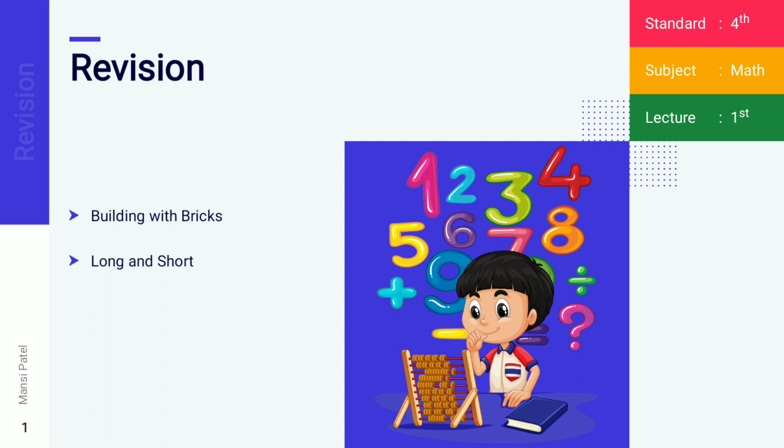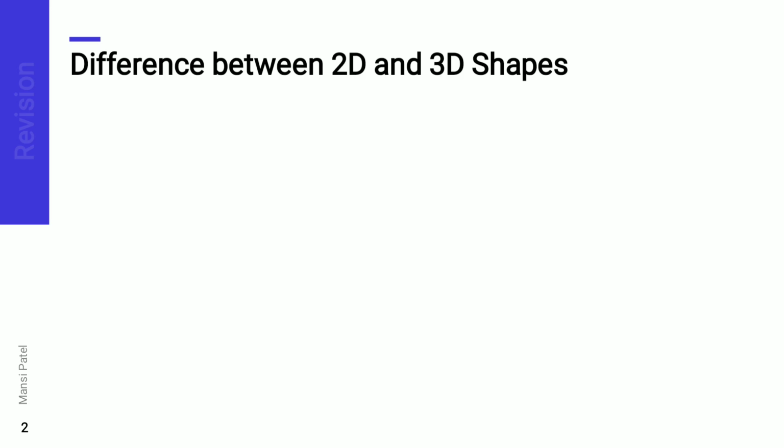In this chapter we see and study some sums of measurement of length, that is of meter, kilometer and centimeter. So let us quickly revise all the topics of semester 1. So let us start with chapter number 1, and in that we are going to study the difference between 2D and 3D shapes.